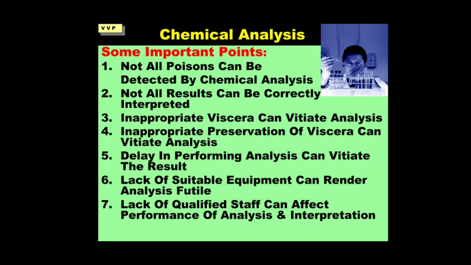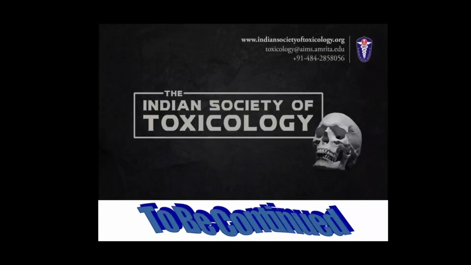So we come to the end of part 1 of this particular topic, that is poison as a murder weapon, where we looked at some of the preliminary aspects, and we will go into the intricacies and some case histories also in the next part next time.